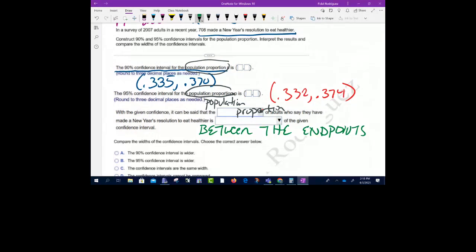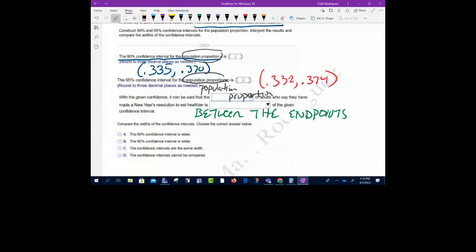Now, the question says, which one is going to be wider? Just as a reminder, the one that has the bigger percentage is always going to be the wider one. So which one's going to be wider? The 95%, because that interval is going to cover more. The first one only has 90% of the people, and this one now has 95, so it's going to be even bigger. Whichever one is the higher percent confidence level is always going to be the wider one.